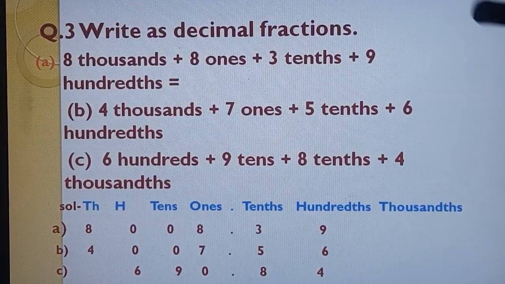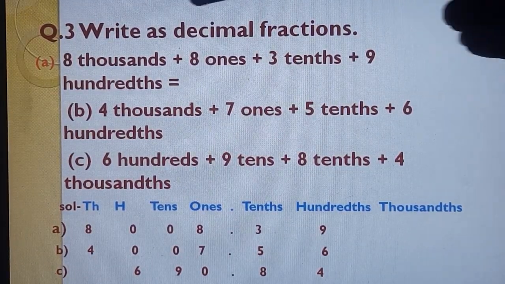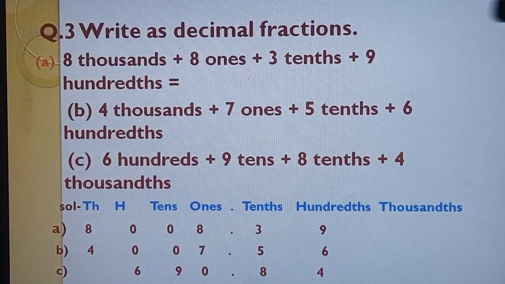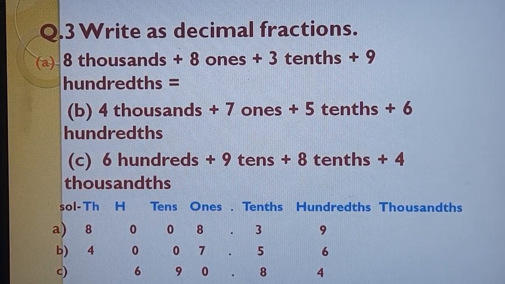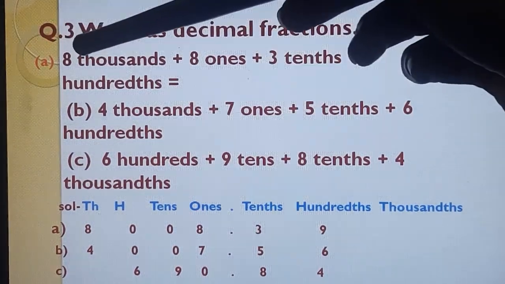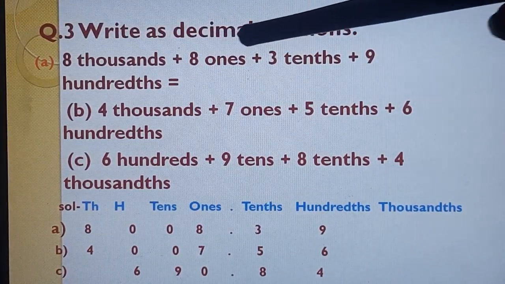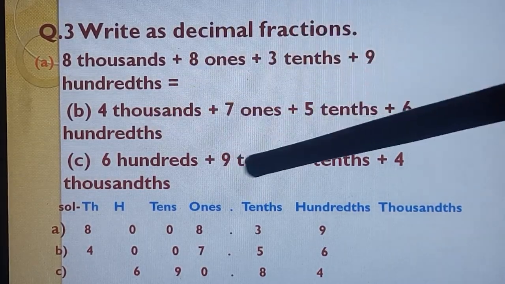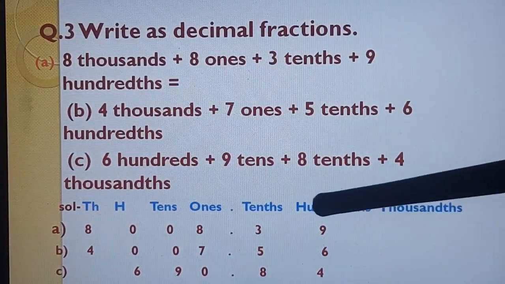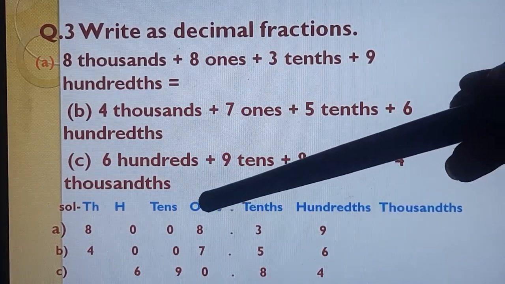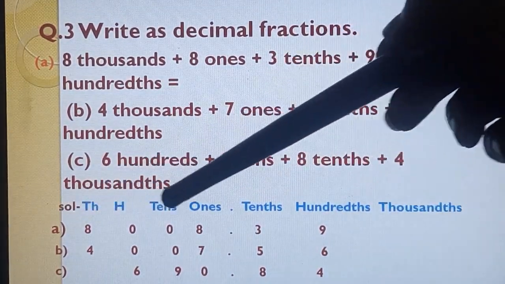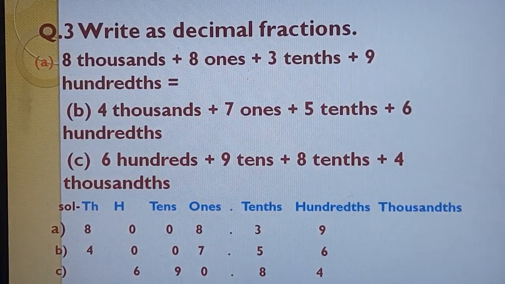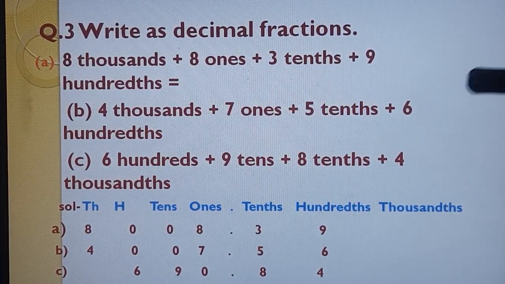Now our next question is question number 3. Write as decimal fractions. So we have to write down now in the form of decimal fractions. A part is 8000 plus 8 ones plus 3 tenths plus 900th. So we have to write down the places first: ones, tens, 100, 1000 whole number part, then decimal 10th, 100th, 1000th decimal part, right?